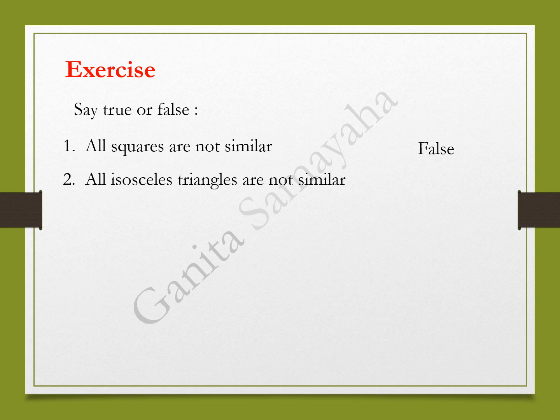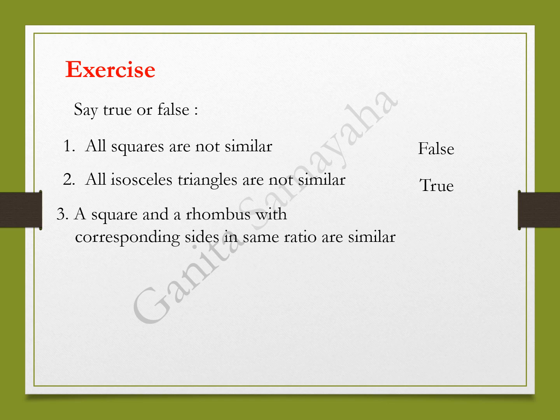All isosceles triangles are not similar. True. All isosceles triangles are not similar. A square and a rhombus with corresponding sides in the same ratio are similar. Just now we saw an example there. Were they similar? No. So it is a false statement. A square and a rectangle are similar. Yes, again false. I hope all of you got these answers right, children.